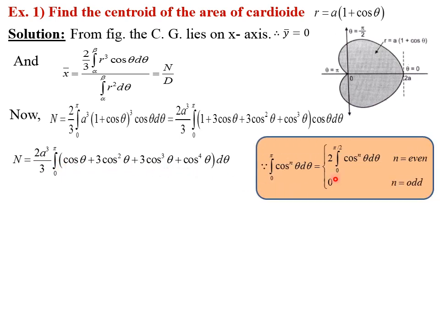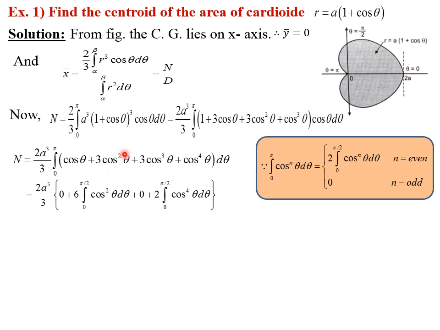And then after solving, applying the reduction formulae for integration from 0 to pi cos raised to n theta d theta, you know very well the value of this formula is 2 times integration from 0 to pi by 2 cos raised to n theta d theta whenever n is an even number, and it is exactly equal to 0 whenever n is an odd number. So by applying this formula, we are getting n is equal to 2a cube upon 3. The value of the first term will become 0 because n is odd here.